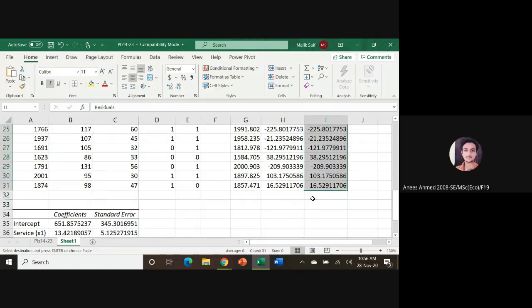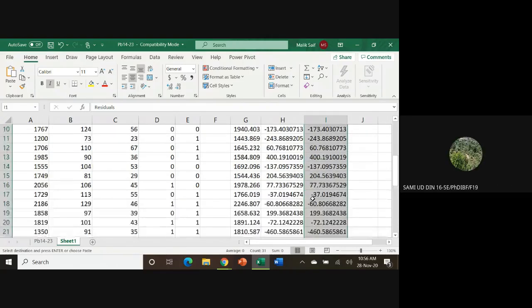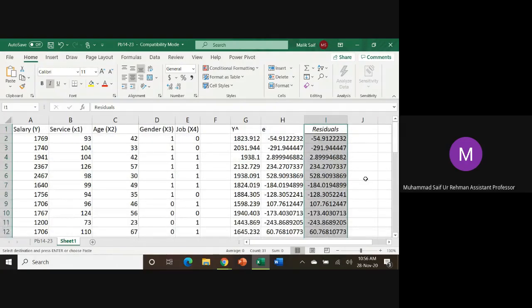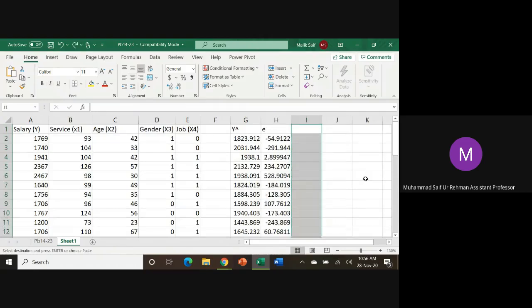No, sir. Values are same. Okay, and we don't want to keep these values over here, so I'm going to delete this. So now once we have the residual value, then you are able to solve so many issues.